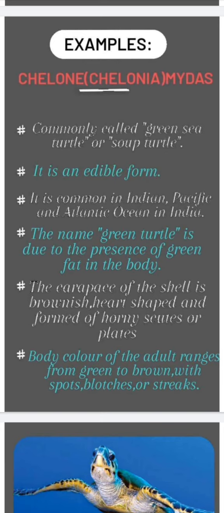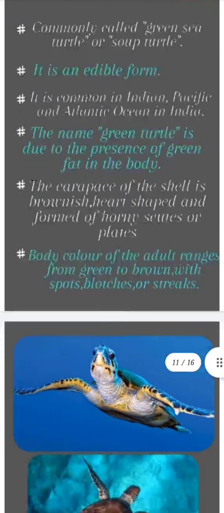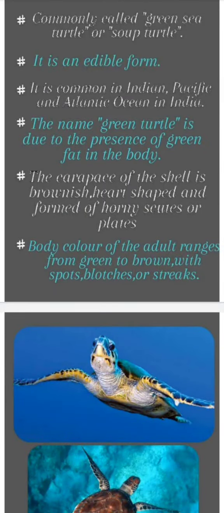Chelone is commonly called the green sea turtle or soup turtle. It is an edible form. It is common in Indian, Pacific and Atlantic oceans. In India, green turtles quite often come onto the beaches and sandy ledges near the sea around Andaman Islands and coastal areas. The name green turtle is due to the presence of green fat in the body.